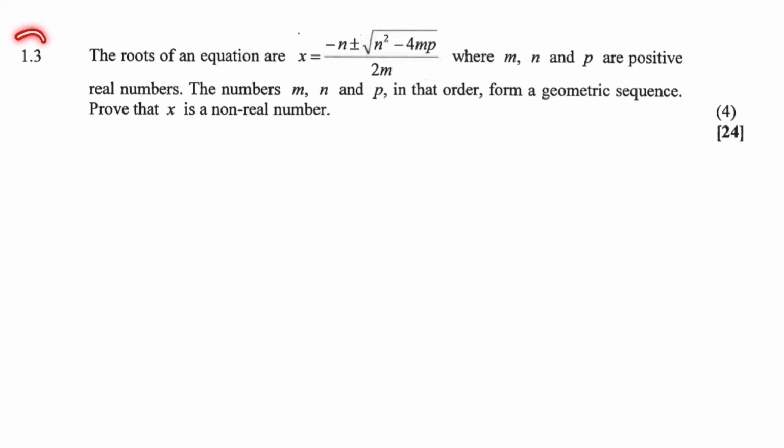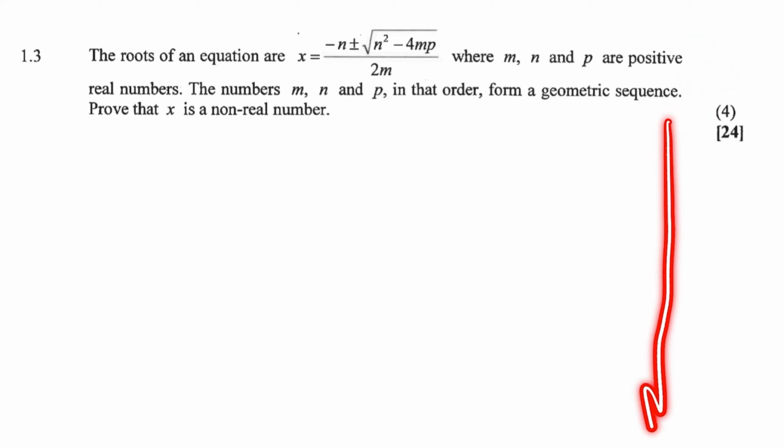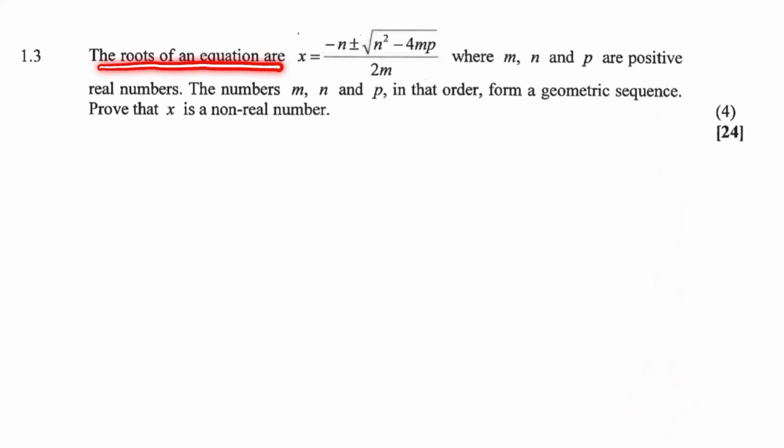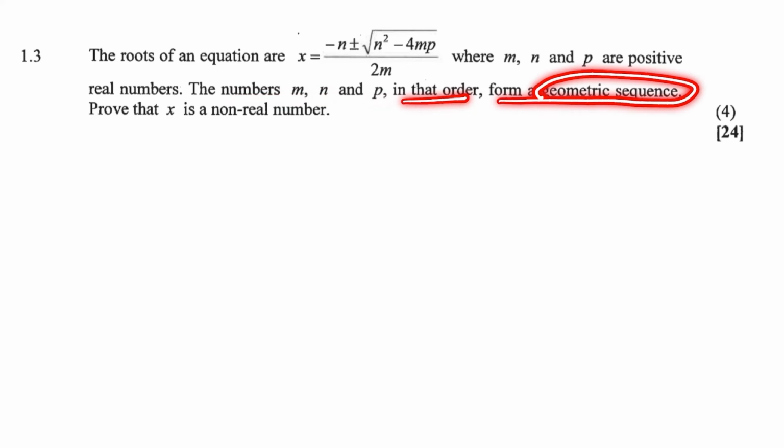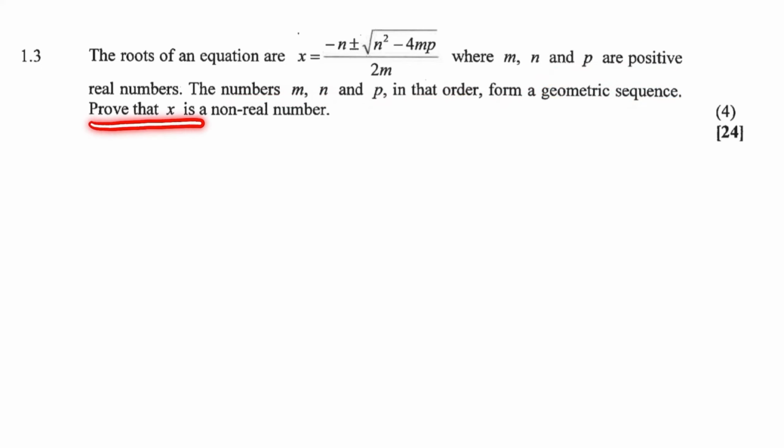The next question is a little bit of a curveball. It is an awkward one because it's not one that we see often. So what I'll do in the exam is I'll leave space open in my answer booklet and come back to it later. So let's read this question. The roots of an equation are x equal to this expression, where m, n, and p are positive real numbers. The numbers m, n, and p in that order form a geometric sequence. Prove that x is a non-real number.